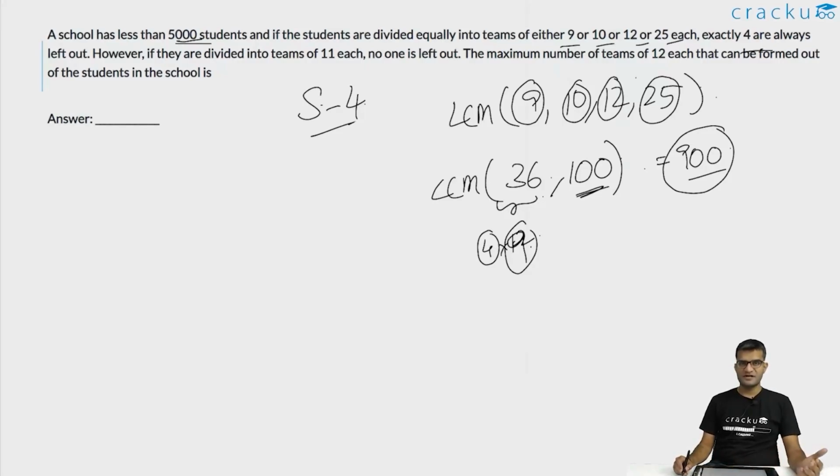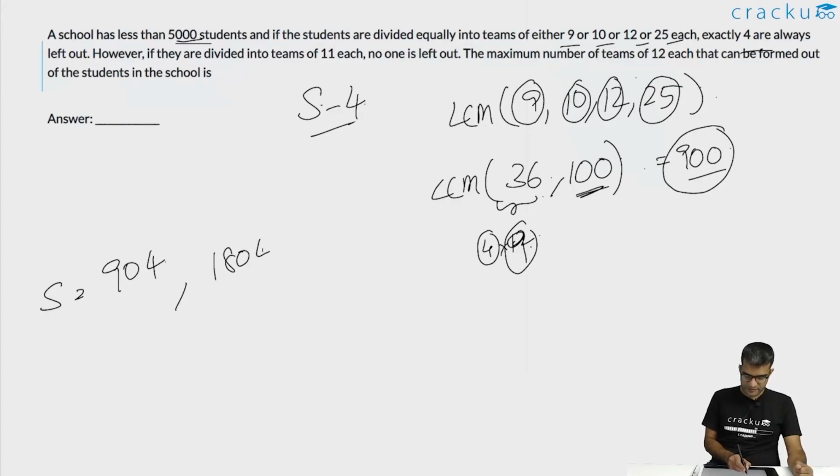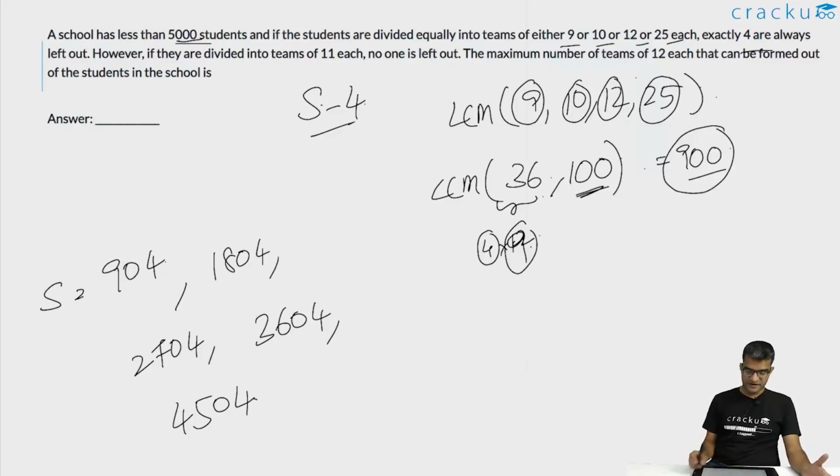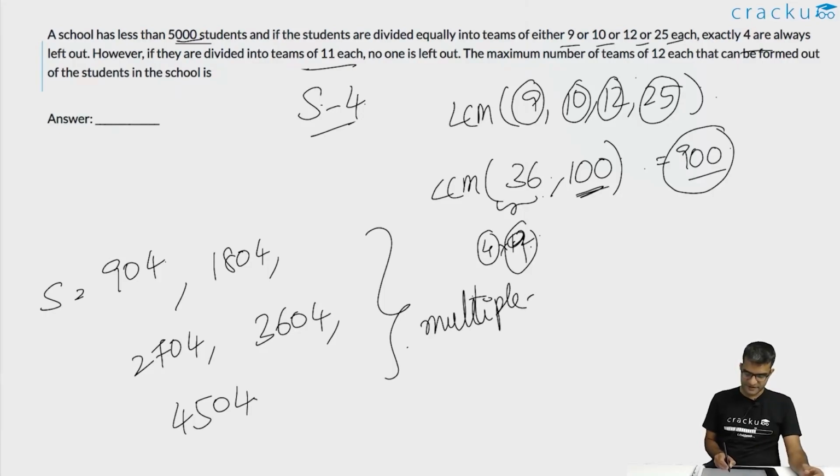So the possible values for S are either 904 or 1804 or 2704 or 3604 or 4504. Now we are told that if the students are divided into teams of 11 each, no one is left. That is, one of these has to definitely be a multiple of 11. That will be the value of S. Which of them is a multiple of 11?